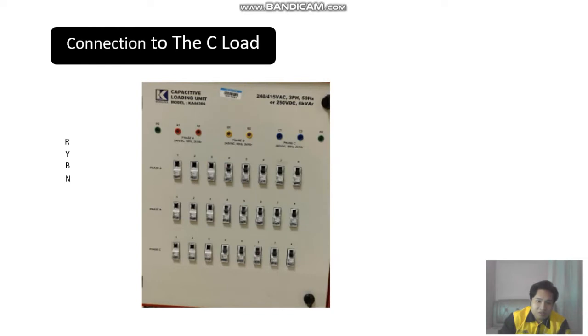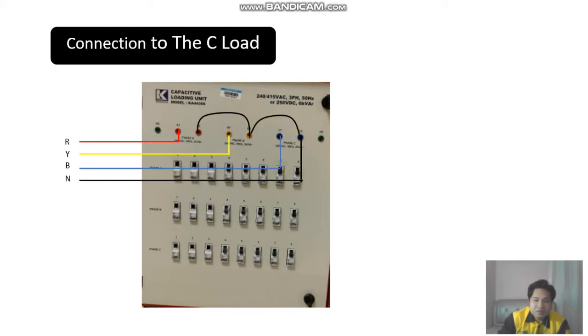So this is our capacitive loading unit. We'll proceed with our connection, and red, yellow, blue, and neutral will come from our supply just now. So the connection will be like this: red, and then yellow, and then blue, and finally neutral. So this is our connection when we add our capacitive load when we want to do our power factor correction.